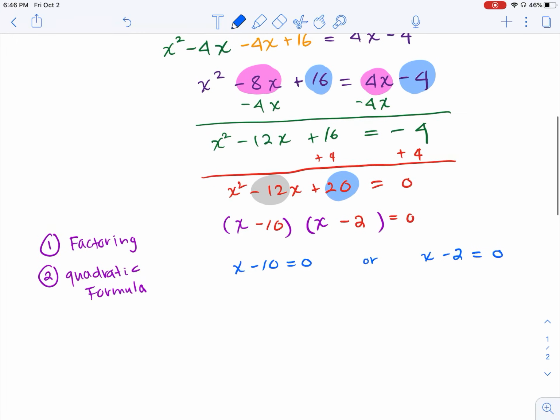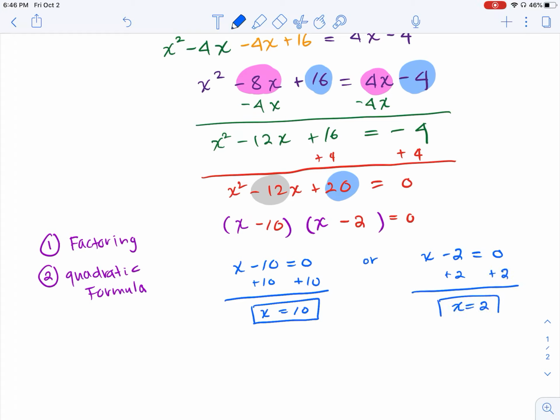So I'm going to solve for the one on the left side first, isolate x, so add 10 to both sides, and I get x is equal to 10. On the right side, I add 2, get x is equal to 2. So you might feel like, yay, I got the answer, celebrate.